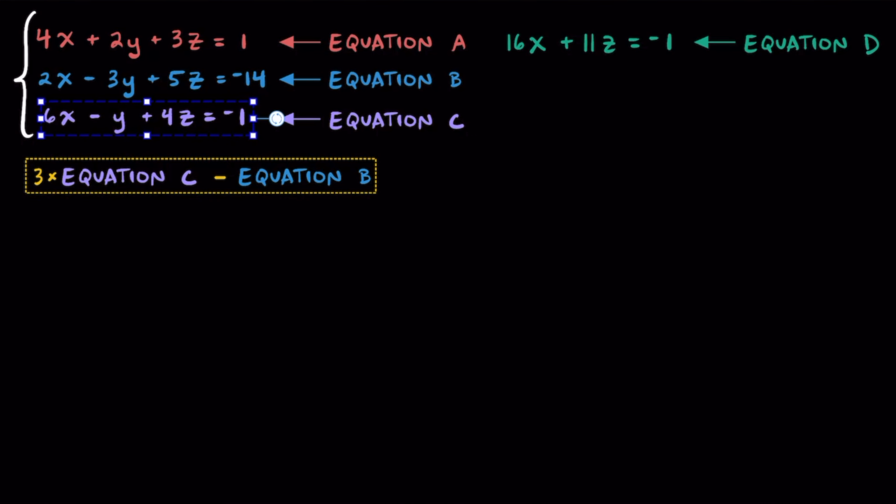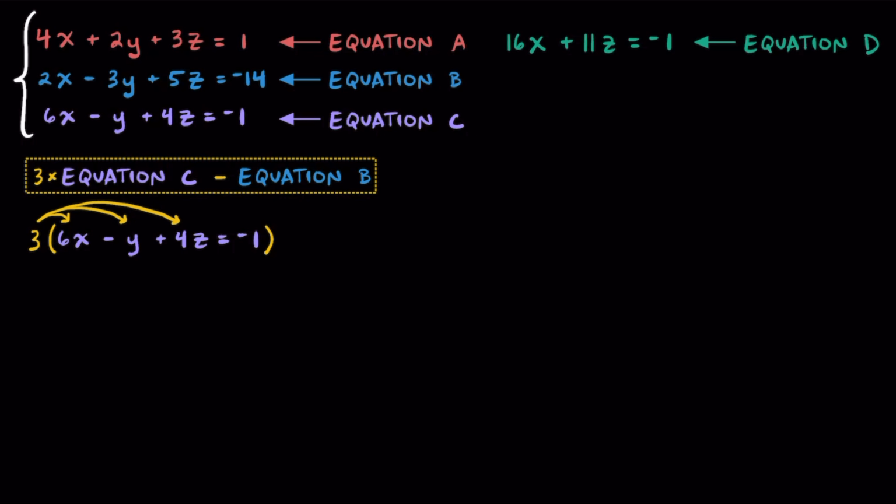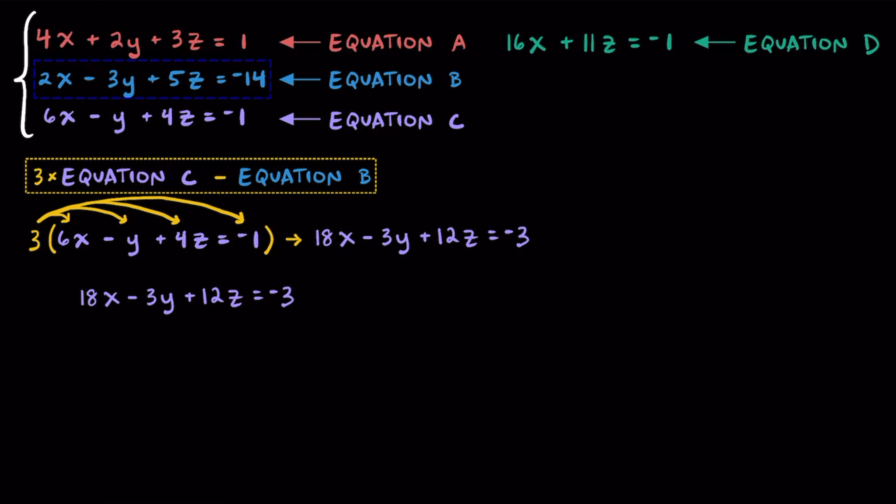So here's equation C, and let's multiply 3 by every term of this equation. We'll multiply 3 by 6x, and the negative y, and the 4z, and the negative 3. By doing so, we're going to get 18x minus 3y plus 12z is equal to negative 3. If we take this new version of equation C and compare it side by side with equation B, we can notice that the coefficients for the y terms, or these negative 3's, match.